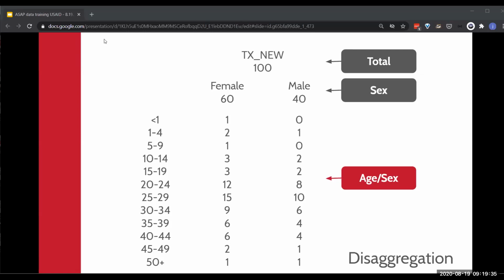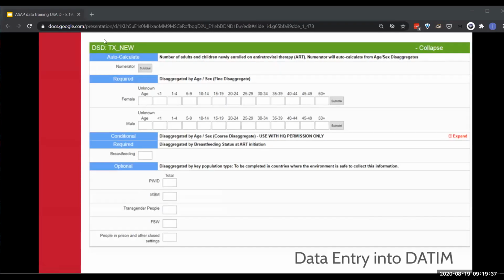Now, when it comes to entering the data into DATIM, this is what a data entry screen looks like. When you log into DATIM and you go to data entry, what you will see is this.